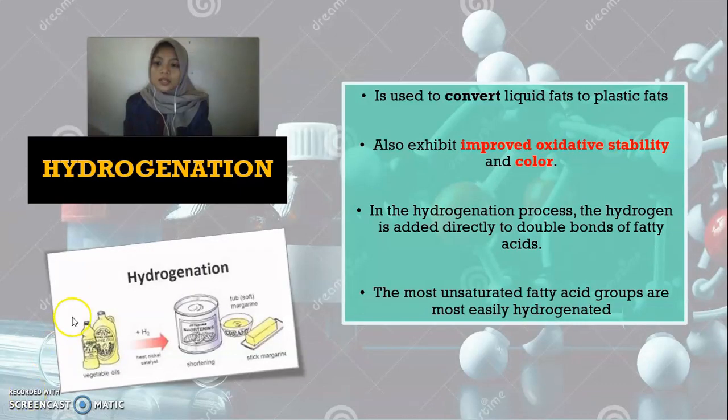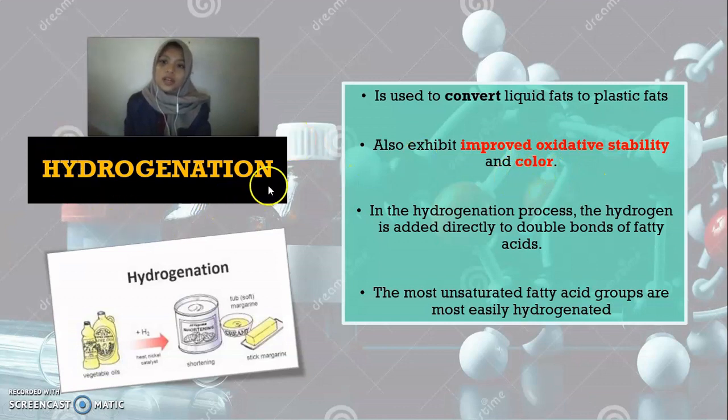So next, we proceed with hydrogenation. The hydrogenation process is used to convert liquid fats to plastic fats. This is an example where the liquid oil undergoes hydrogenation to form plastic fats, for example shortening, margarine, and so on. This process also exhibits improved oxidative stability and color.